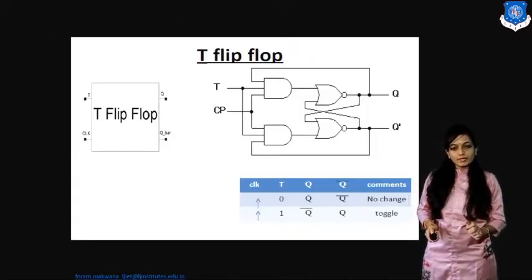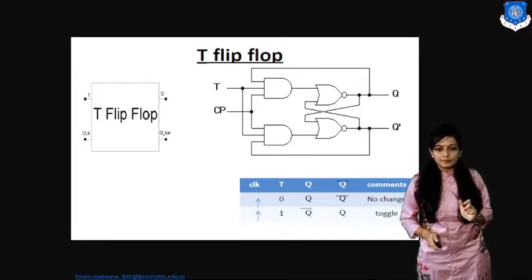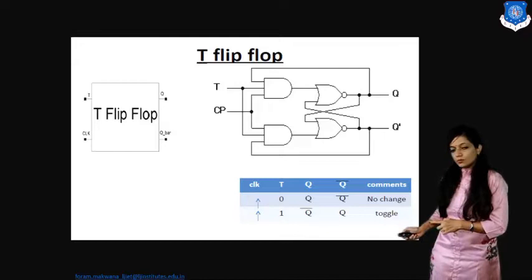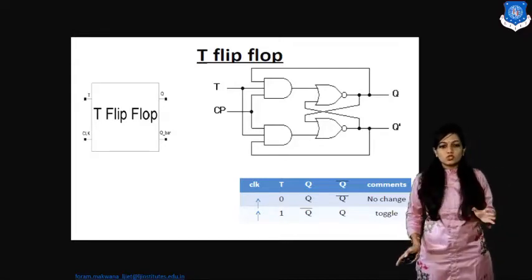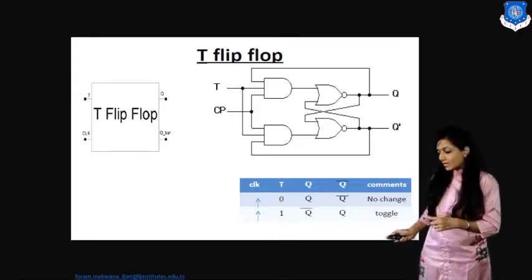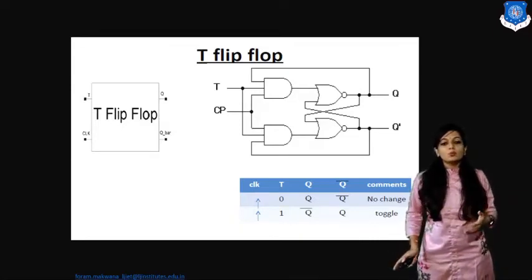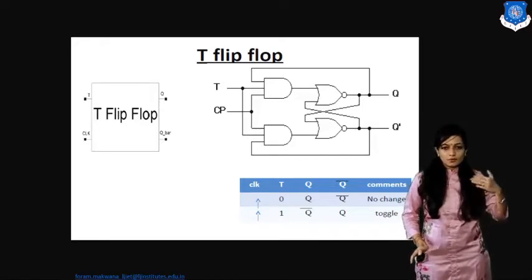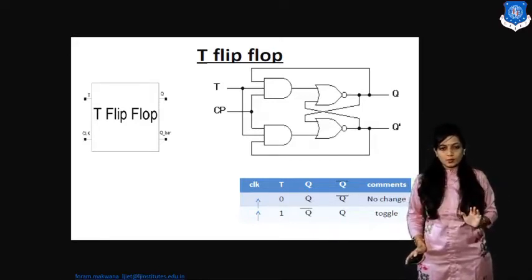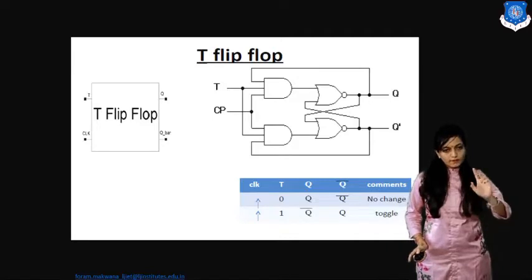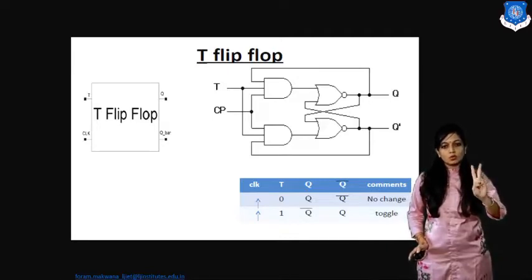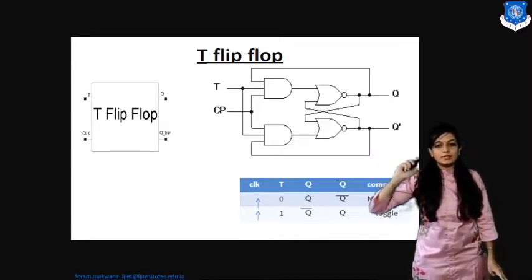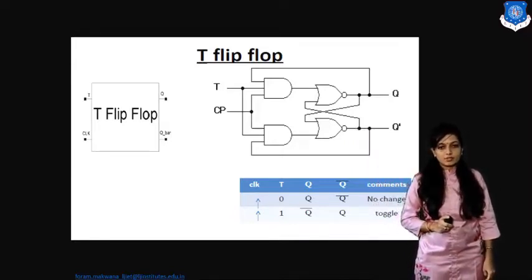Now, we know what the T flip-flop means. At the rising edge of the clock, if T is equal to 0, there will be no change in the output. But if T is equal to 1, my output is going to toggle. That means it will continue to change its state from 0 to 1, 1 to 0, likewise. So T has only one input and two outputs. This is the logical diagram that we have already studied in the last sessions.